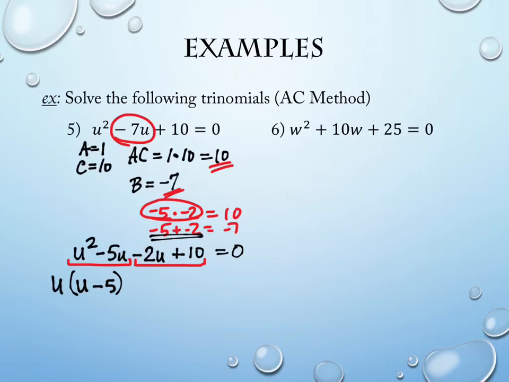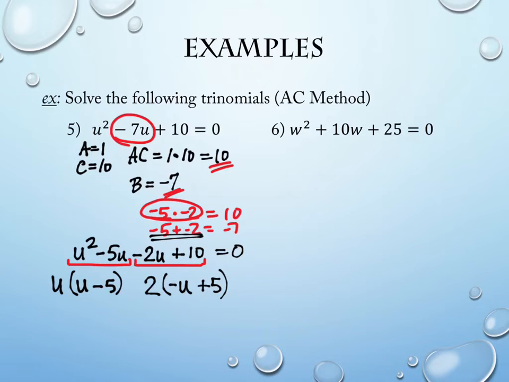Now we're going to do the same thing with the -2u plus 10. What do they have in common? 2. So I'm going to pull out a 2. But if I pull out just a 2, I'll be left with -u plus 5. Agreed? But it'll be plus 5, because I pulled the 2 out of the 10. So I have a 5.